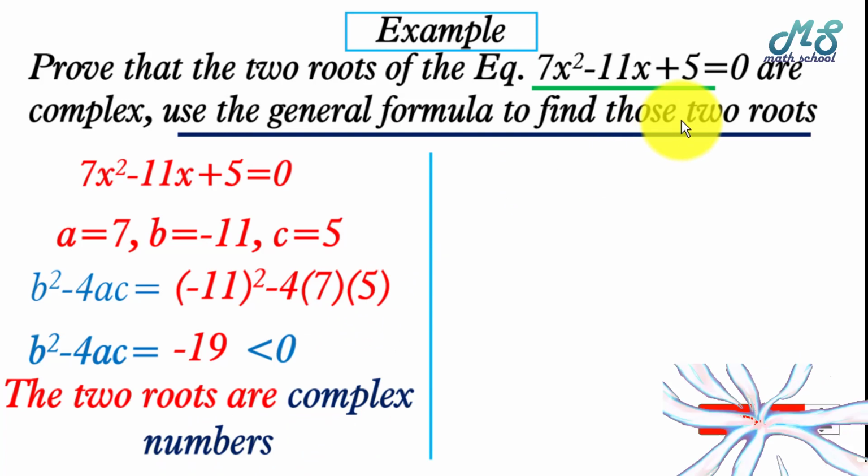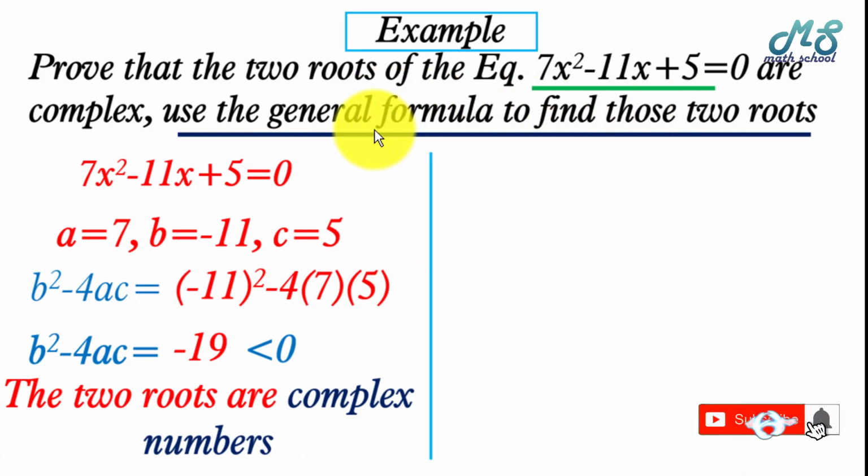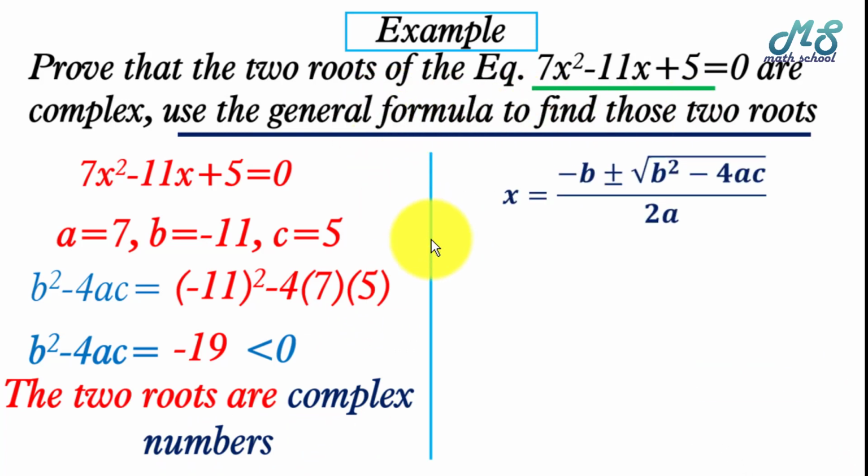By using the general formula. We studied before, guys, that x equals negative b plus or minus root b squared minus 4ac over 2a. Now guys, we studied before that b squared minus 4ac equals what? Yes, equals negative 19. So substitute directly the value of the discriminant. Now x equals 11 plus or minus root negative 19 over 4.